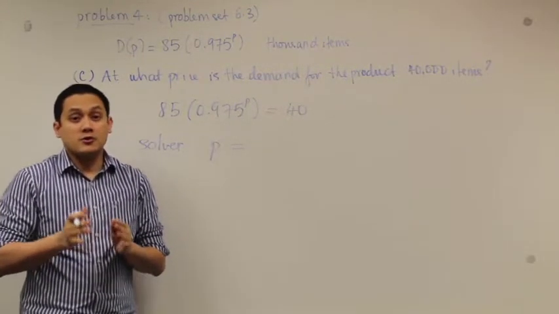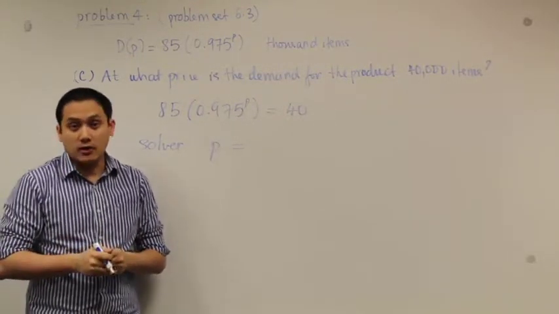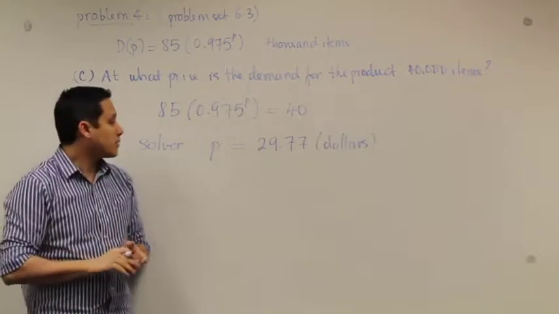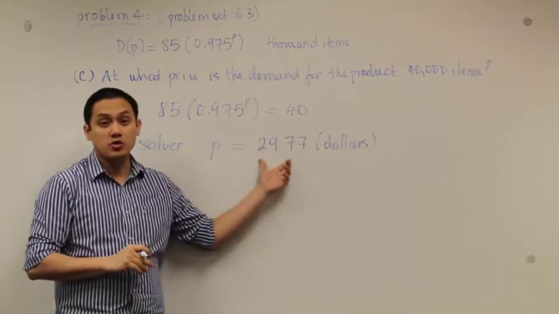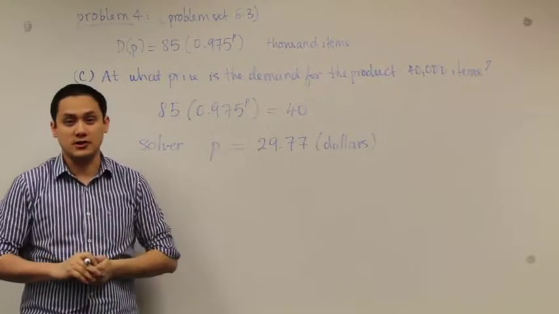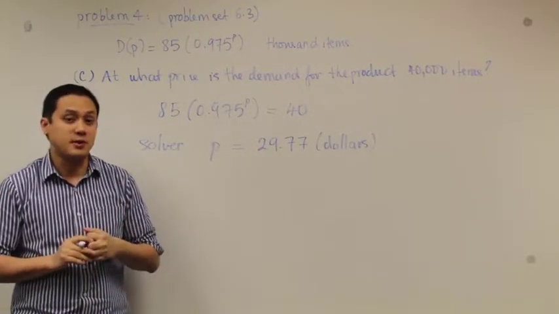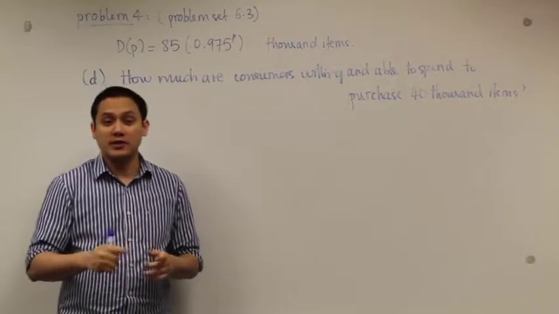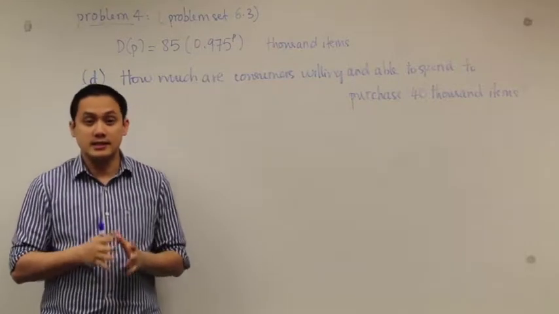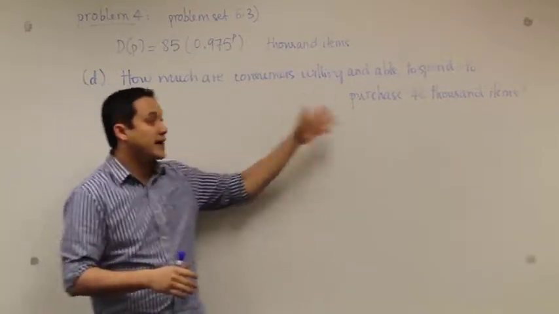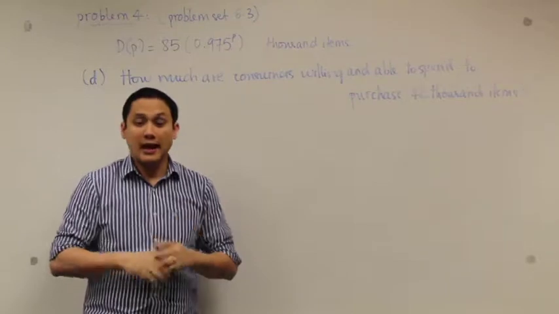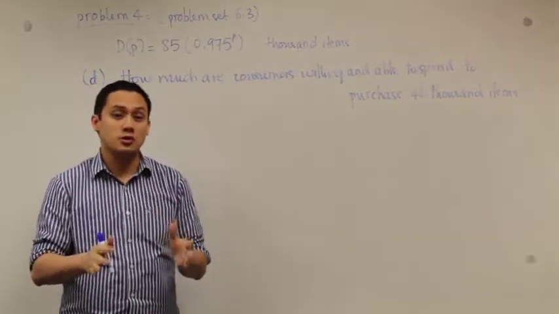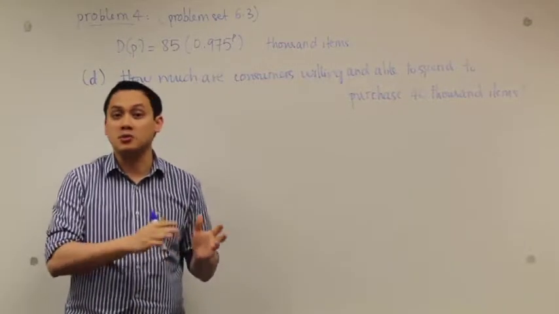If you don't know how to use the solver at this point, please let me know. I will show you how to do that during class time. Using the solver, I was able to get P equal to $29.77. And that is how to solve part C. Now let's move on to part D. So in part D, they ask you to calculate the consumer willingness and ability to spend to purchase 40,000 items. As we did before, the consumer willingness and ability to spend is equal to the consumer expenditure plus the consumer surplus.